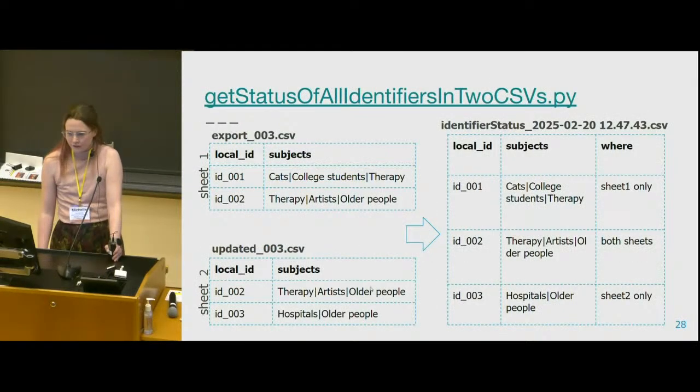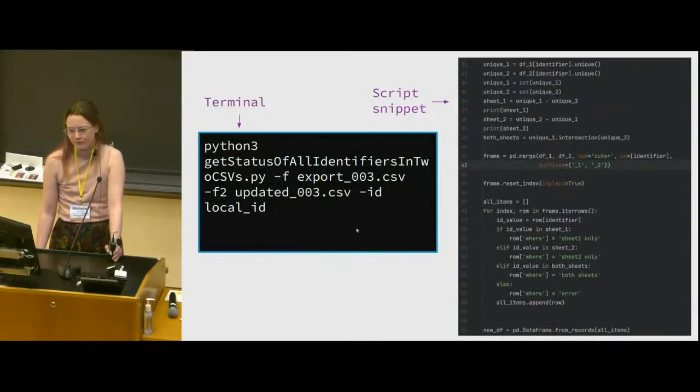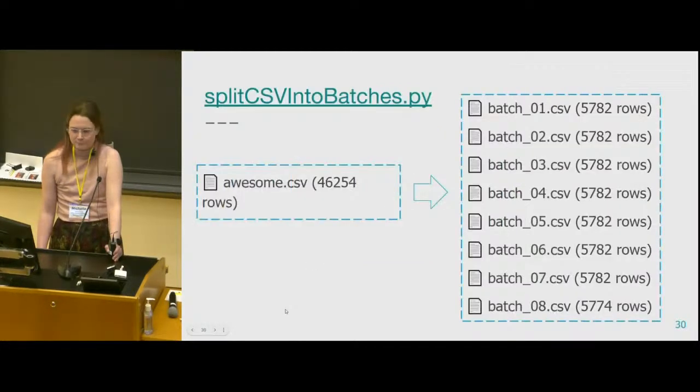And then get status of all identifiers in two CSVs. Every once in a while, I will not be sure if a CSV that I'm updating in a repository actually includes all the relevant IDs. So this script will tell me where the IDs are, if they're in both sheets, or only one CSV, and which one it is. And again, trying not to have anything baked in, you always enter the file names. So the first file name, the second file name, and then what identifier it's looking at.